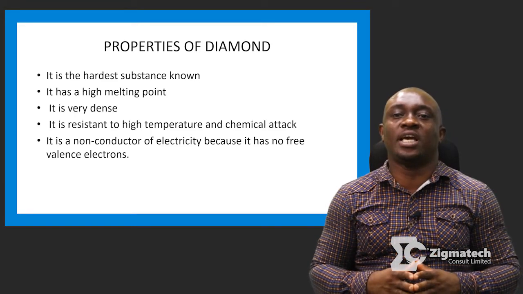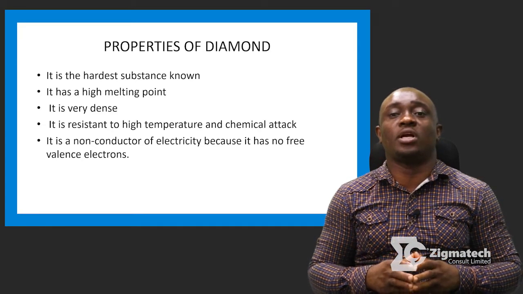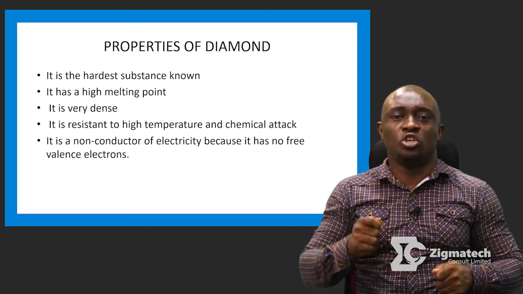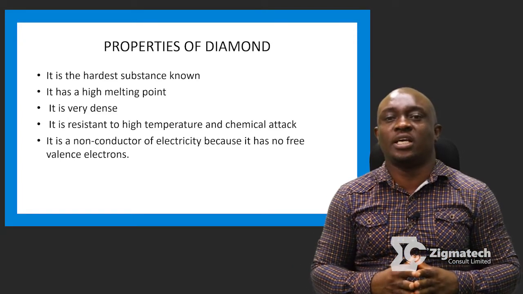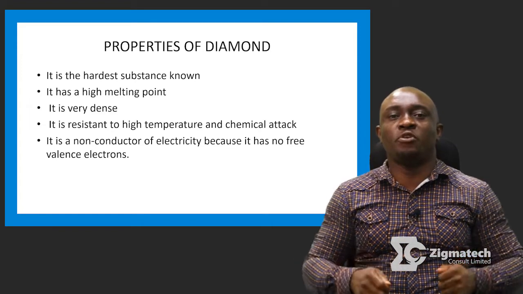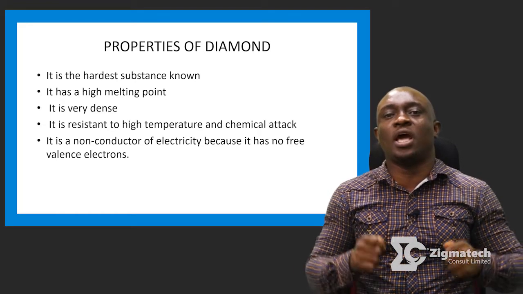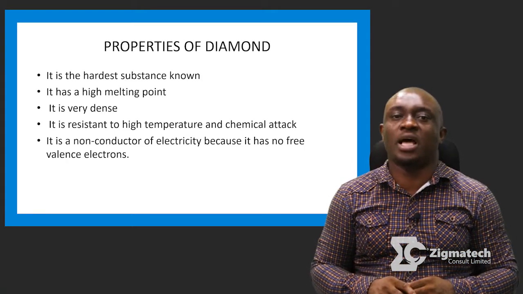Number one, it is the hardest substance known. I have said that before now. Then diamond can be used as a precision instrument for breaking other materials like iron and steel, because it's the hardest substance. Then it has a higher melting point. Before you melt diamond, you go higher in temperature than the temperature that can melt iron in a blast furnace.